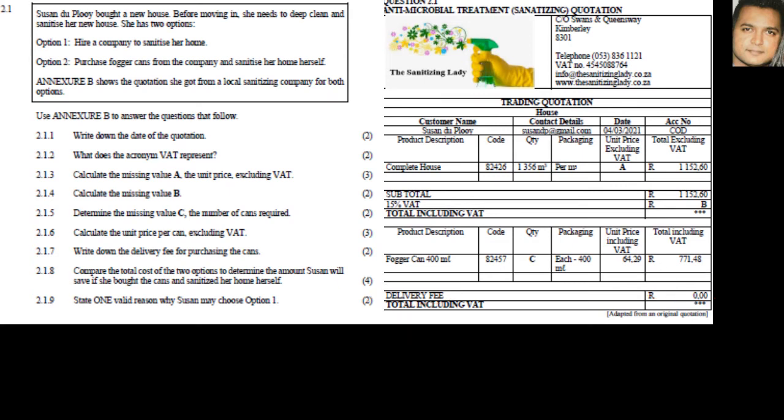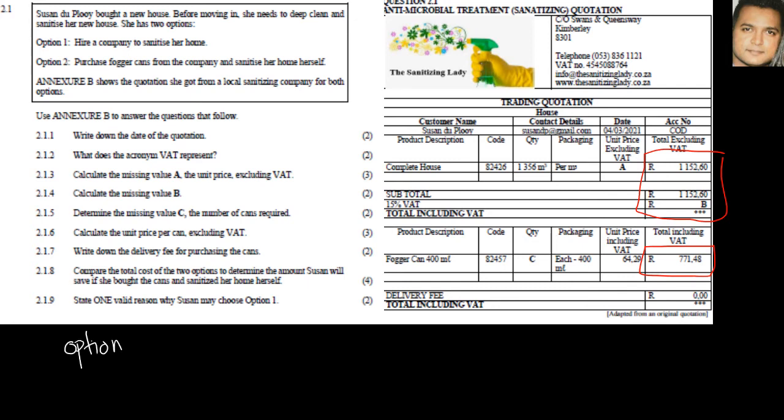Compare the total cost of the two options to determine the amount Susan will save if she bought the cans and sanitized her home herself. So comparing means we have to look at two things in order for us to compare. And also we need to determine the difference between those two amounts in order to see how much she saved. So that's the idea around this question. So the amounts we'll be looking at is this area here and this area here. See the difference between those two. That's option 1, option 2, and that would be how much she would save.